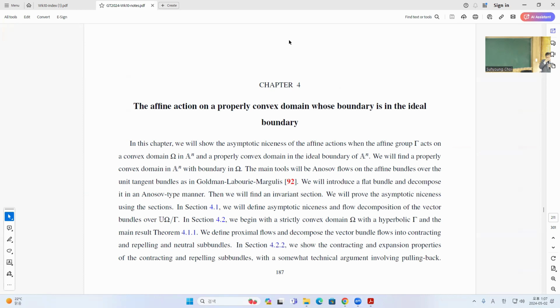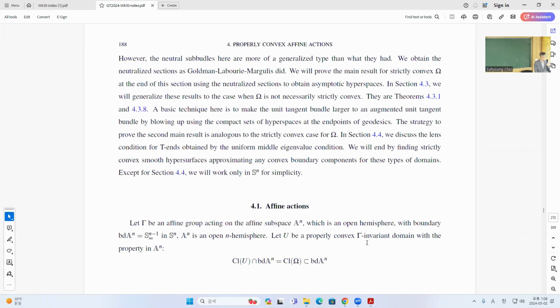Okay, so today we will cover chapter 4 and then some part of chapter 5, 1 and 2. So here we'll first of all be concerned about the affine space and then some with the ideal boundary of AN, there's some properly convex domain, and then there's some convex domain in AN with the boundary here. And so basically, we will try to use some Anosov flow technique to obtain these kinds of asymptotic niceness here.